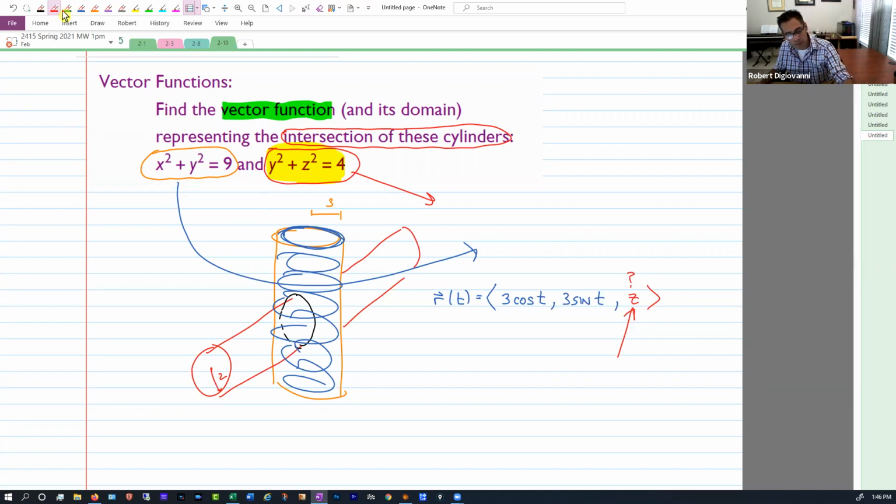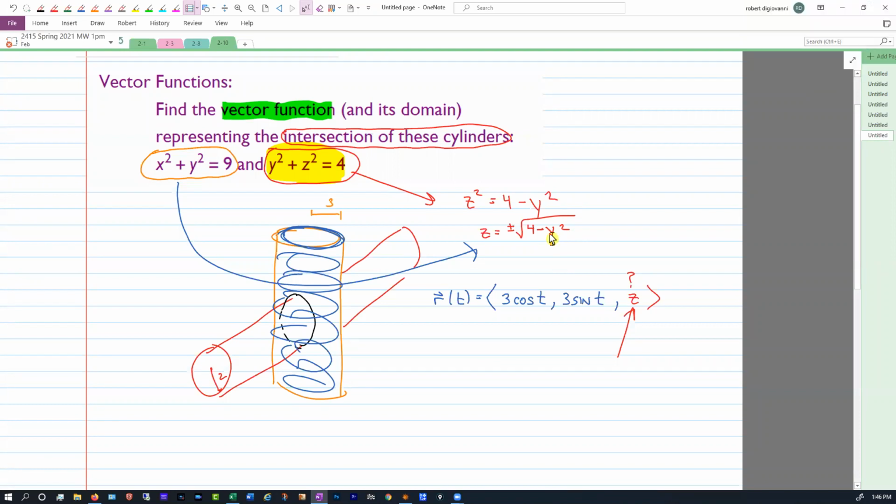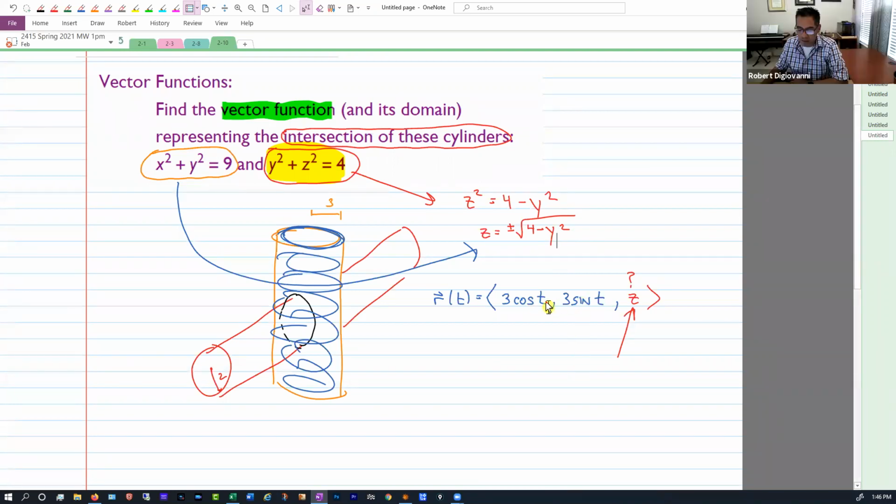If we solve that for Z, we'll get Z squared equals 4 minus Y squared. And then Z must be plus or minus the square root of 4 minus Y squared. However, do we know what Y is? It's 3 sine T. Because Daniel already defined X and Y for us. So here's where we're at. We're pretty much there.